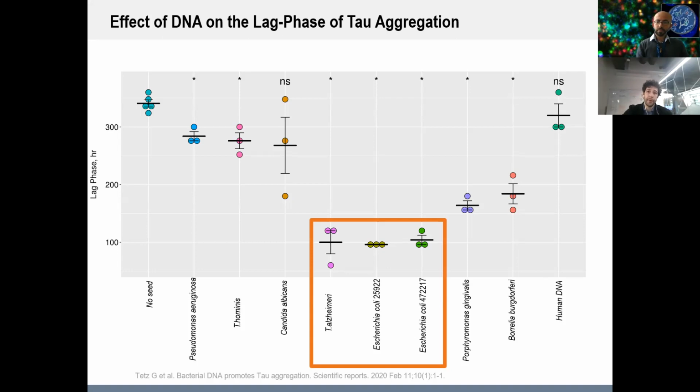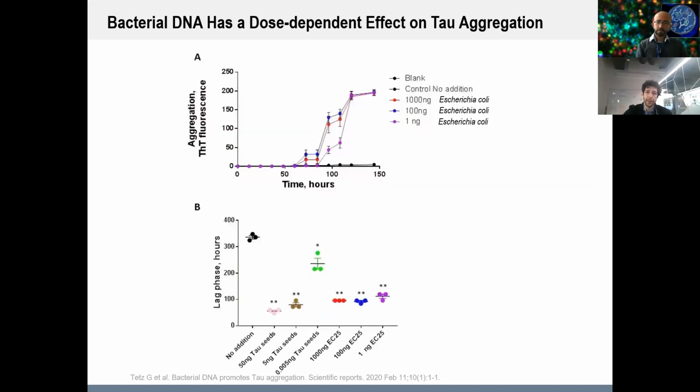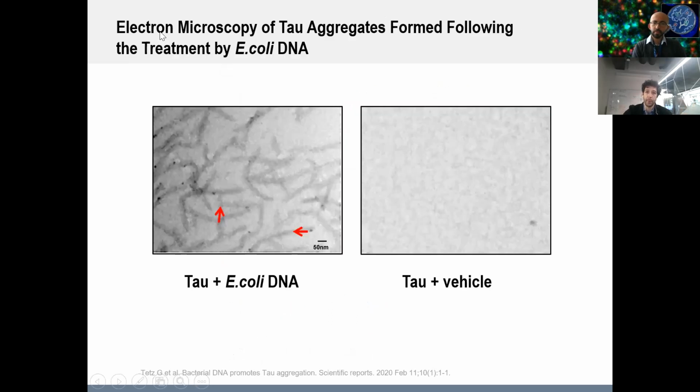We then confirmed that the discovered effect of bacterial DNA on tau protein is dose-dependent. So we found that DNA of E. coli at concentrations varying from 1,000 to 10 nanograms significantly accelerated tau aggregation. You can see that DNA of E. coli had a seeding potential comparable to tau seeding aggregates, which were used as a positive control, meaning that it is really high. So they're doing a very nice job in terms of triggering protein misfolding.